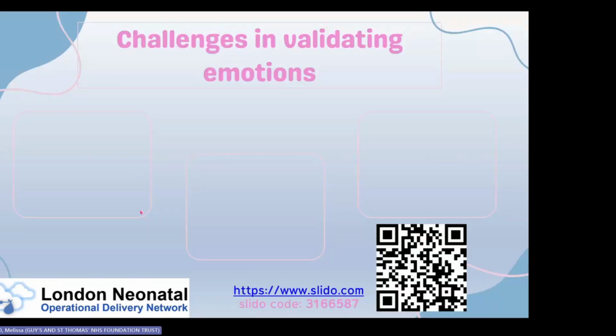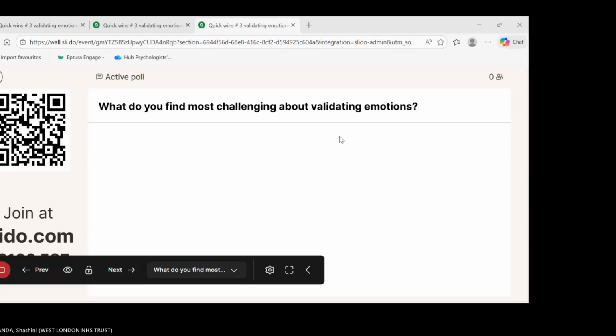So, challenges in validating emotions. You've all mentioned some really good themes on how we can validate emotions and what it looks like. But what are the challenges in actually doing those things? It would be really great if you can go back to the Slido link. It should be the same code. What do we find most challenging about validating emotions?